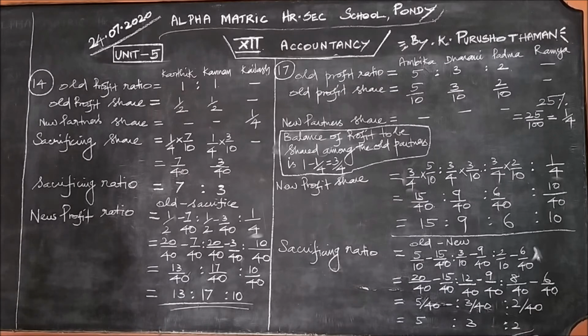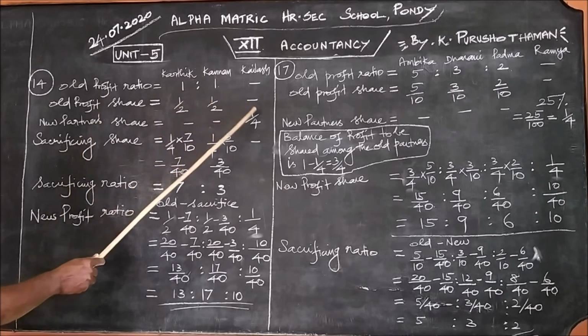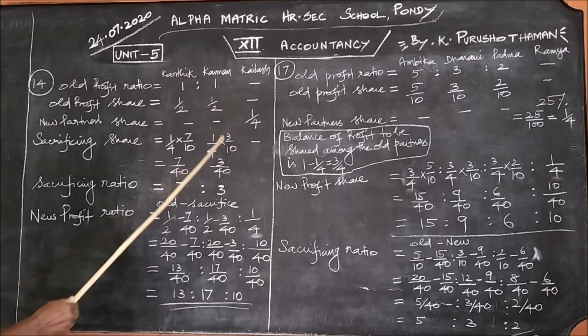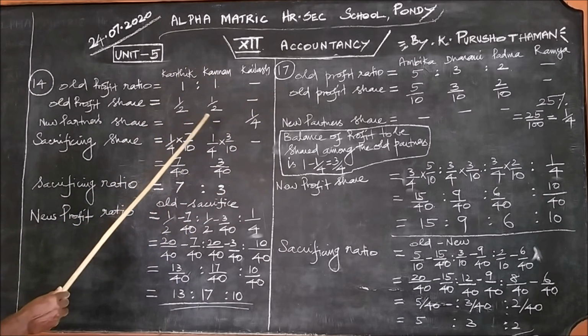Here, it is promised that the new partner will be given 1/4 share of the profit. That is 1/4. Thereafter, the condition comes: how is this 1/4 acquired by the new partner, or how is this 1/4 given to the new partner? That is the next question. Karthik and Kannan give it to Kailash in the ratio 7:3.